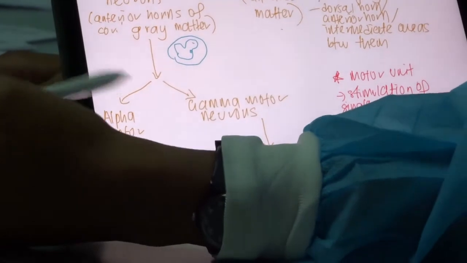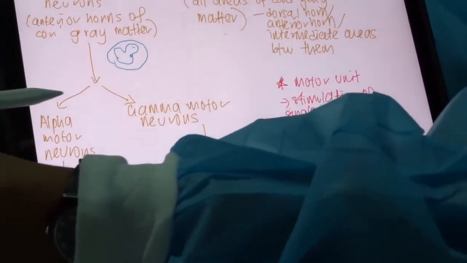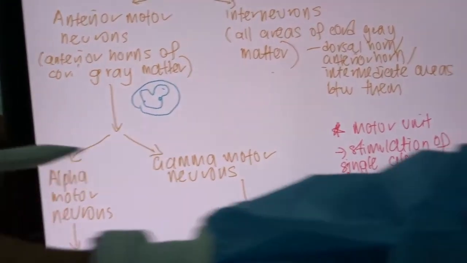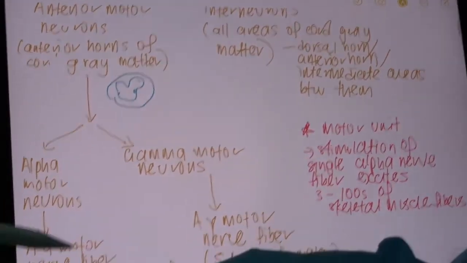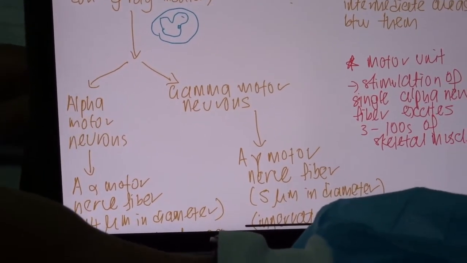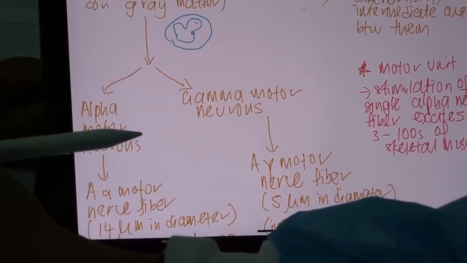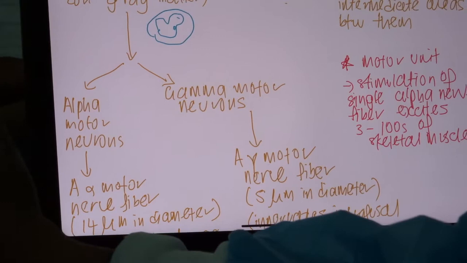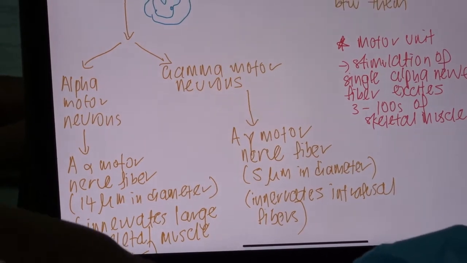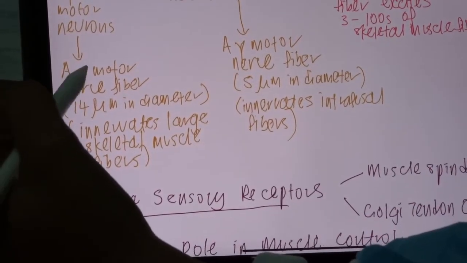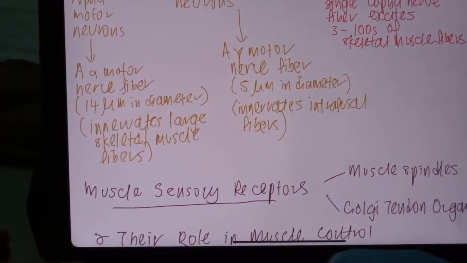The anterior motor neurons are further divided into alpha motor neurons and gamma motor neurons. The alpha motor neuron will give rise to alpha motor nerve fibers. I mentioned this previously when I was talking about types of nerve fibers. The gamma motor neurons will give rise to gamma motor nerve fibers. For the diameters, the A alpha is 14 micrometers, and the gamma one is a bit smaller, 5 micrometers.